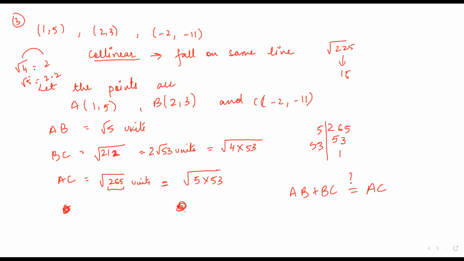Okay, then leave it. Fine. Abdullah, now see, come here. This is 5 into 53. Look here. And this is under root 4 into 53. So obviously AC is larger, right? Yes.